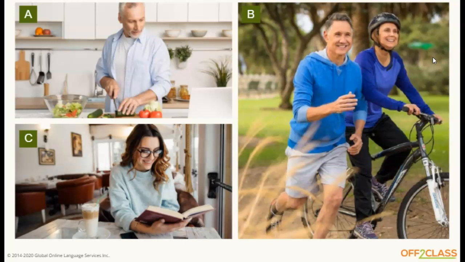He's running, and maybe this is his wife or his friend, and she is on a bicycle. She's riding a bike. We have Lady C here. Does she like going outside? No. She likes reading a book inside. Reading a book inside. What do you like to do?